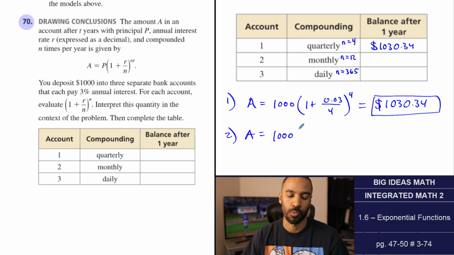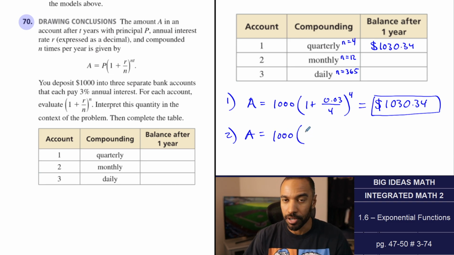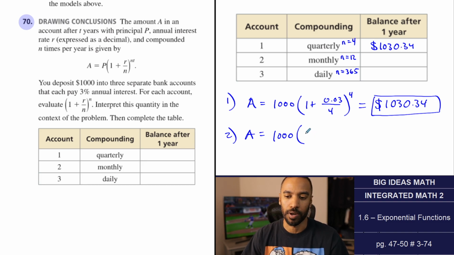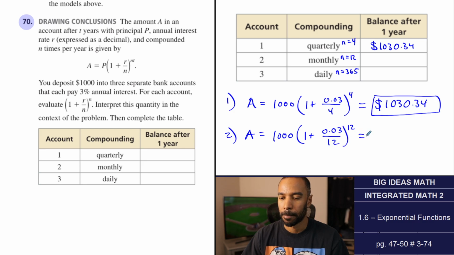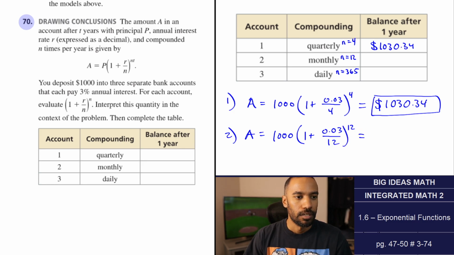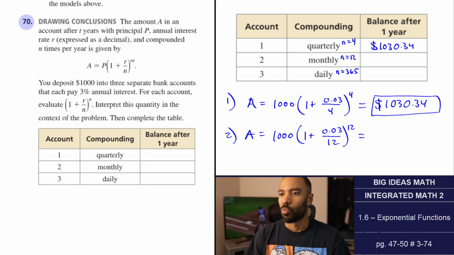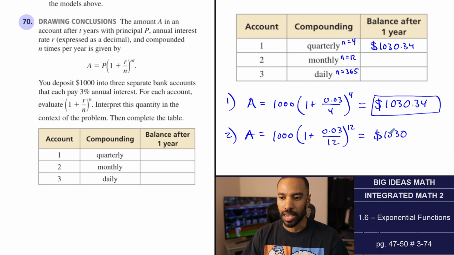This is $1,000. What if it's $1 million? What if you do it after 30 years? There are differences, and that's why you want to pick and choose that interest. 0.03 over 12 raised to the 12th power. So $1,030.42 about. So again, it's just within the same cents.